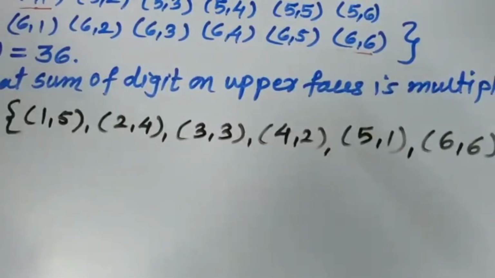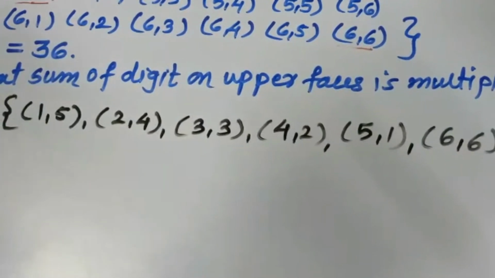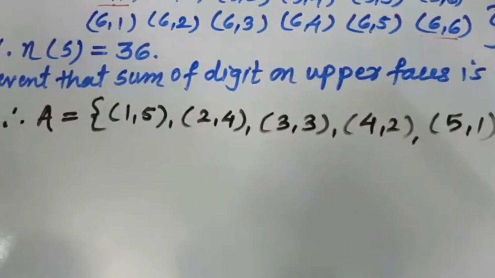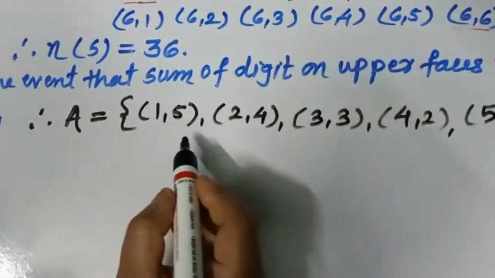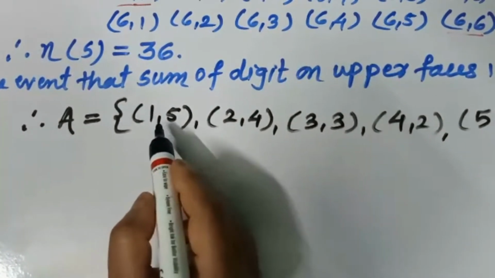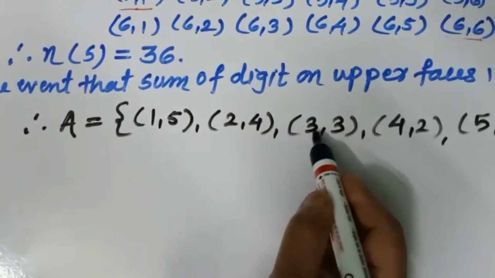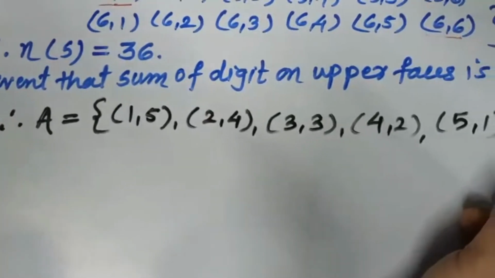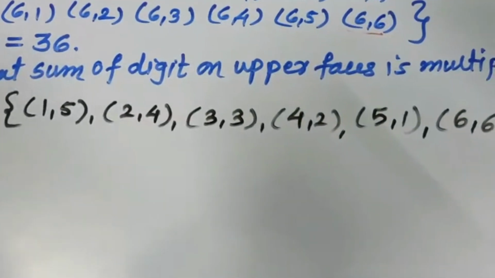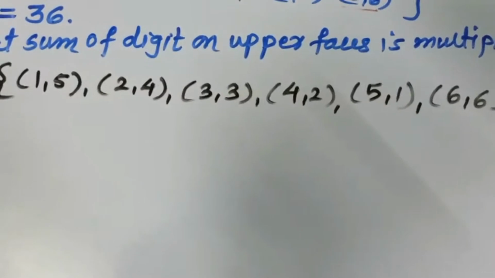So these are the points which will come in that event A, whose sum is a multiple of 6. 5 plus 1 is 6, 2 plus 4 is 6, 3 plus 3 is 6, 4 plus 2 is 6, 5 plus 1 is 6, and the last one is 6 plus 6, 12. So these are the multiples of 6.